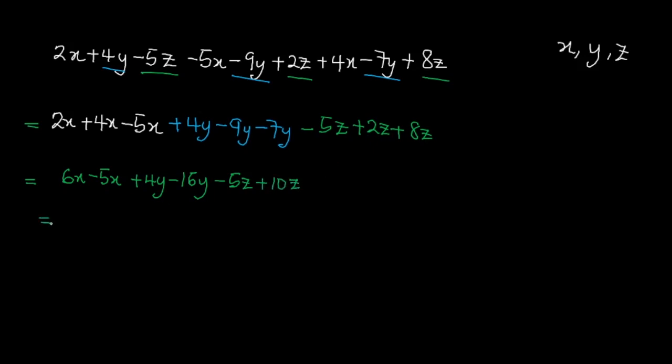So from here, I can go ahead and simplify my equation further. So I have 6x minus 5x, that will give me x. 4y minus 16y will give me negative 12y. Then I have minus 5z plus 10z will give me plus 5z. So this becomes my answer for simplifying this algebraic expression that we have at the top over here. So let's go ahead and look at another example.